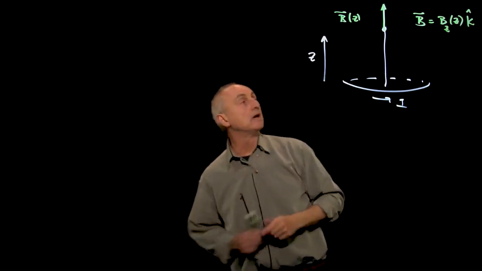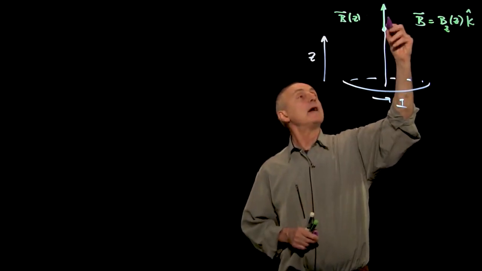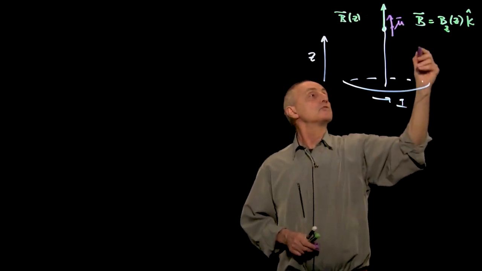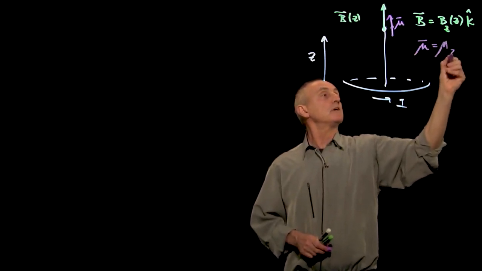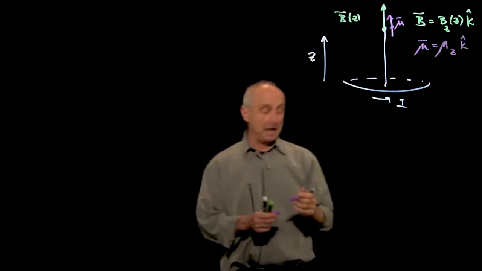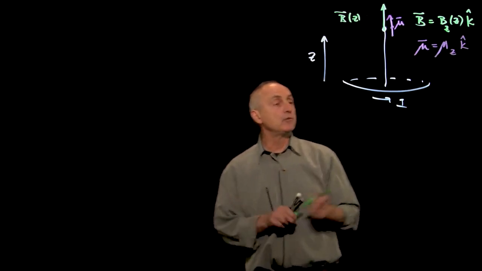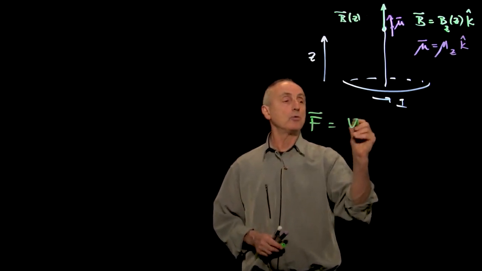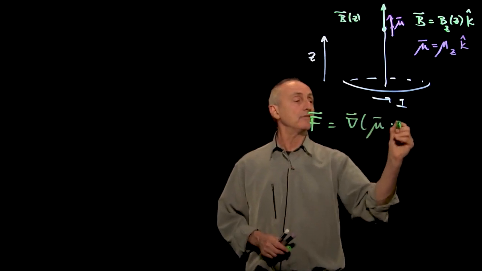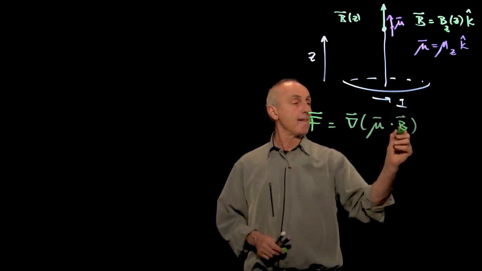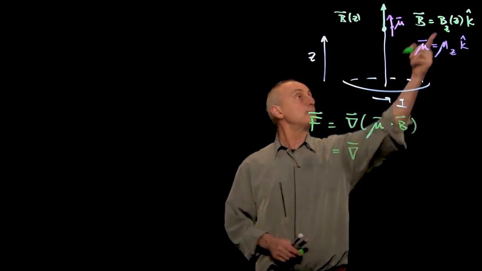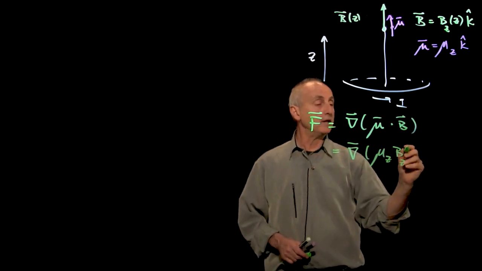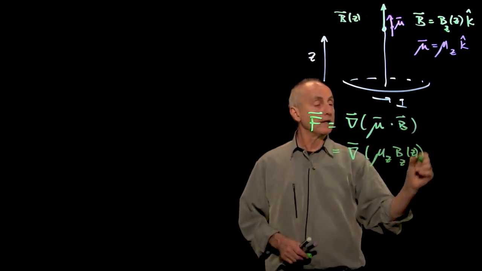And now let's put a dipole, and for the moment, let's fix the dipole moment mu so that it has a z component also in the k-hat direction. What we'd like to do is look at the force on that dipole, which we refer to as the gradient of the dipole moment dot B. Well, mu dot B is simply mu z Bz at this point.